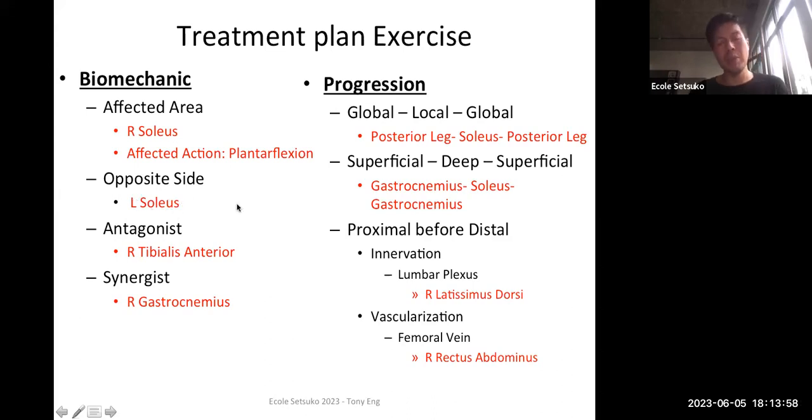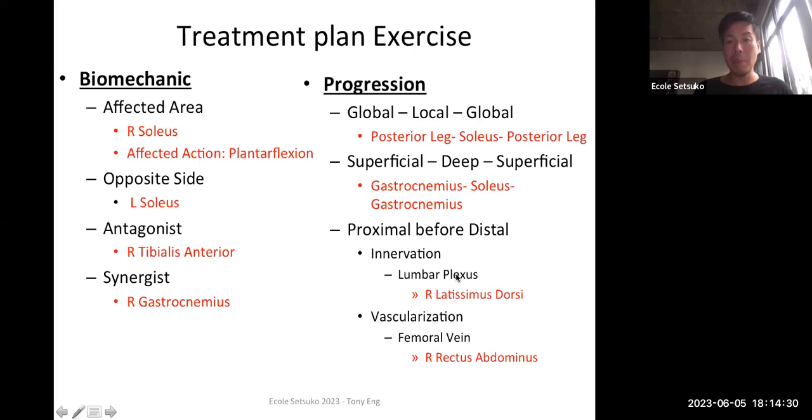So the tibialis posterior could be something we want to look at later on if that's not the problem, but we want to look at anything right above it. Okay, global, local, global, so more posterior leg generally, and then go into the soleus and then back out to reintegrate the tissue. Superficial, deep, superficial, so look at the gastrocnemius and then look at the soleus and then come back to the gastrocnemius because it might be guarding, muscle guarding.